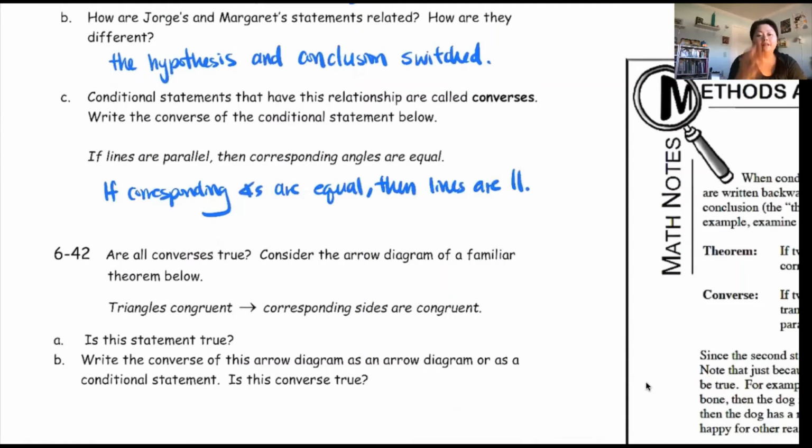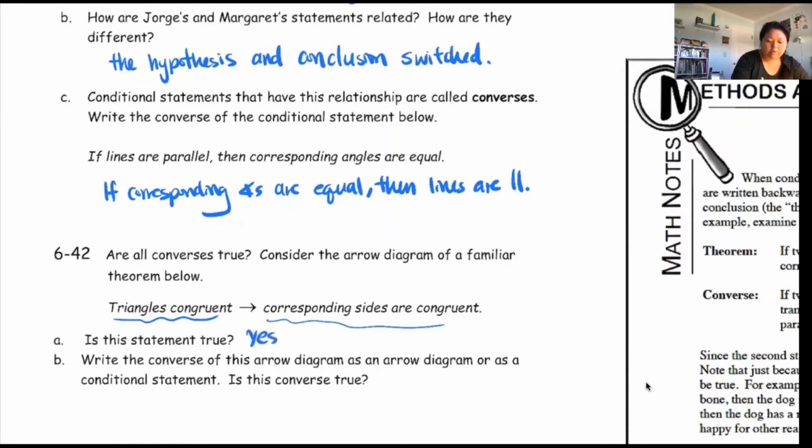Okay, so now this next statement. Are all converses true? We're talking about this before. Consider the arrow diagram of a familiar statement. So this arrow says we start with if. If the triangles are congruent, then the corresponding sides are congruent. So if I already know that these triangles are congruent, then the corresponding sides, are they also congruent? Is this statement true?